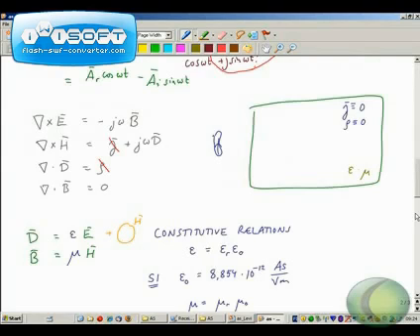Simplify Maxwell's relations here by writing B equal to mu times H, and D, of course, epsilon times E. Then we have these two equations and only two unknowns, E and H. Eliminate, for example, H, and we will have an equation for E, and let's solve that.